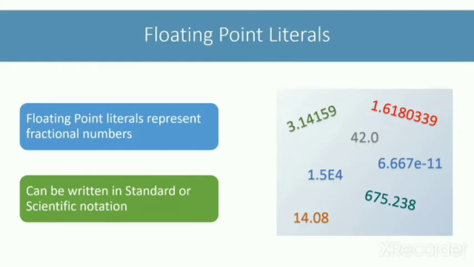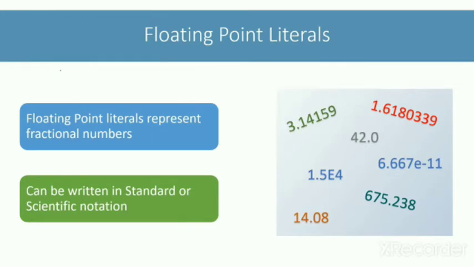Floating point literals represent fractional numbers like 3.14159, 14.08, 42.0, 675.238 and so on. Floating point literals can be written in either standard or scientific notation. The numbers 1.5e4 and 6.667e-11 are written in scientific notation. Standard notation is the usual way we write fractional numbers.